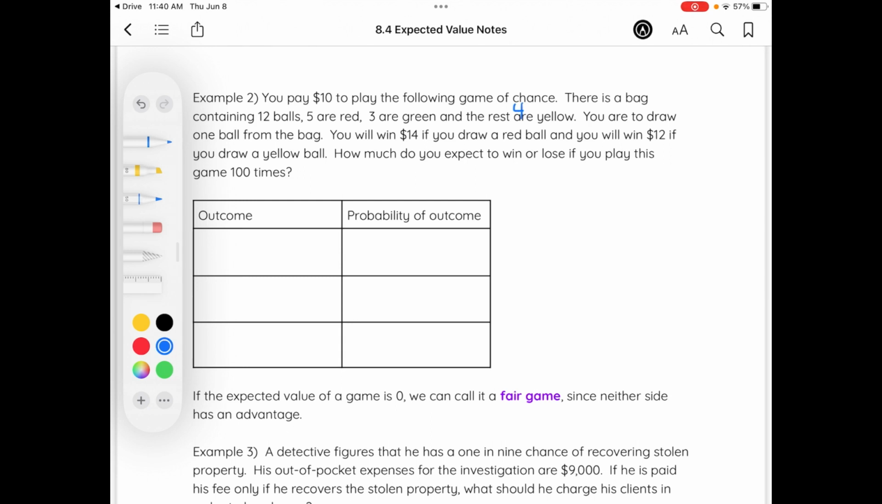You are to draw 1 ball from the bag. We'll win $14 if you draw a red ball, and you'll win $12 if you draw a yellow ball. How much do you expect to win or lose if you play this game 100 times?